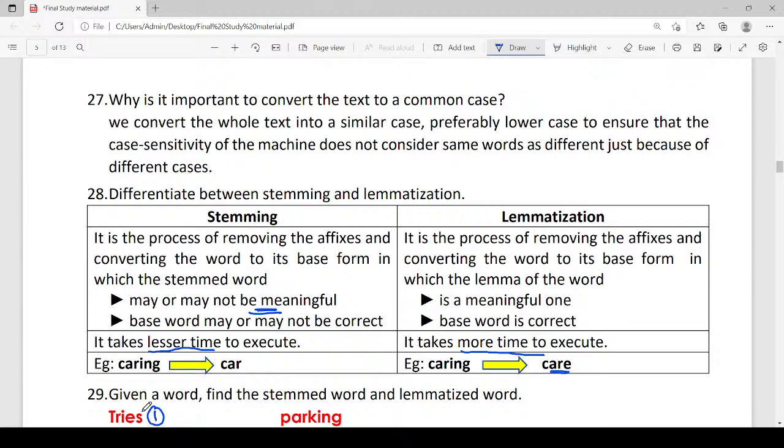Okay, Ray, Divyashri, Priyanka, very good. Now, what is the stemmed and lemmatized word of the given word parking? What will be the stemmed and lemmatized word of the second word that's given to you, that is parking? Both will be park. Excellent, excellent. Suhail has given the right answer.